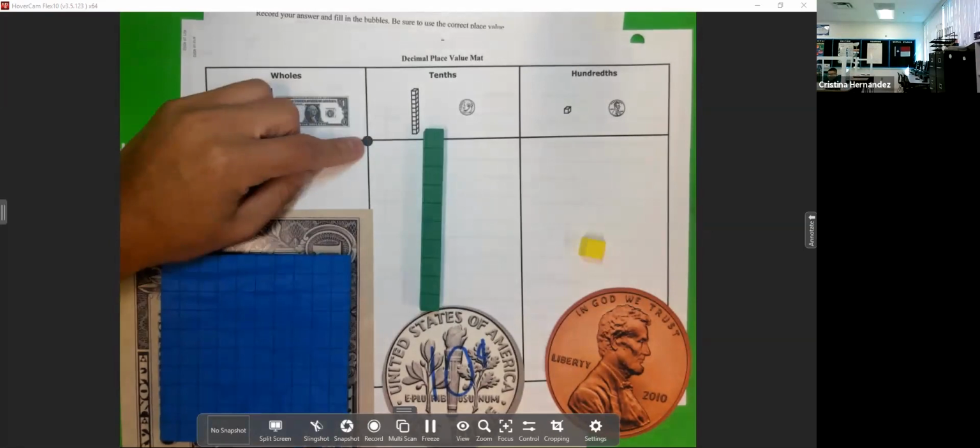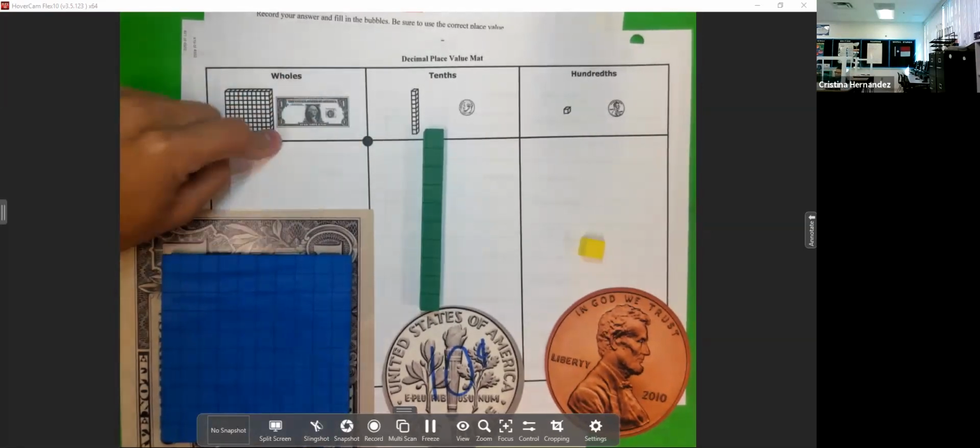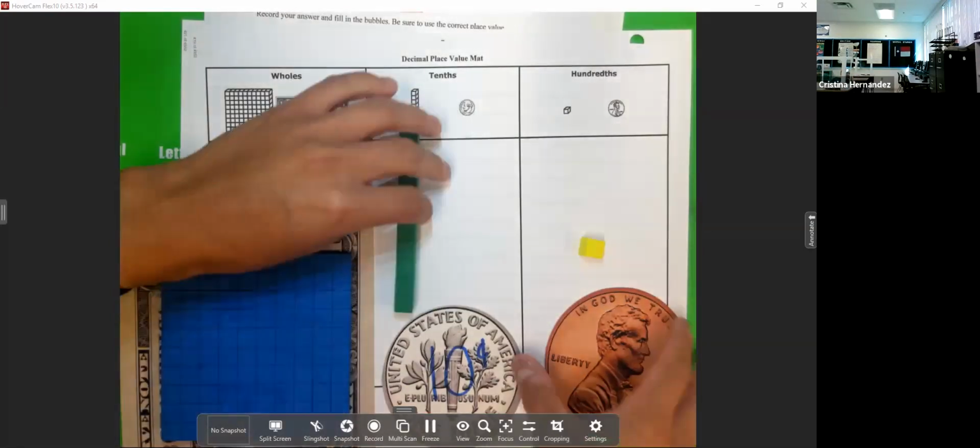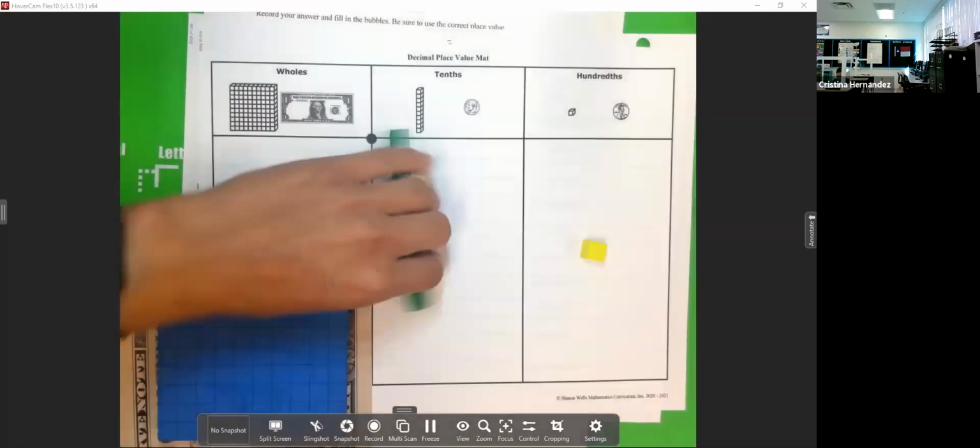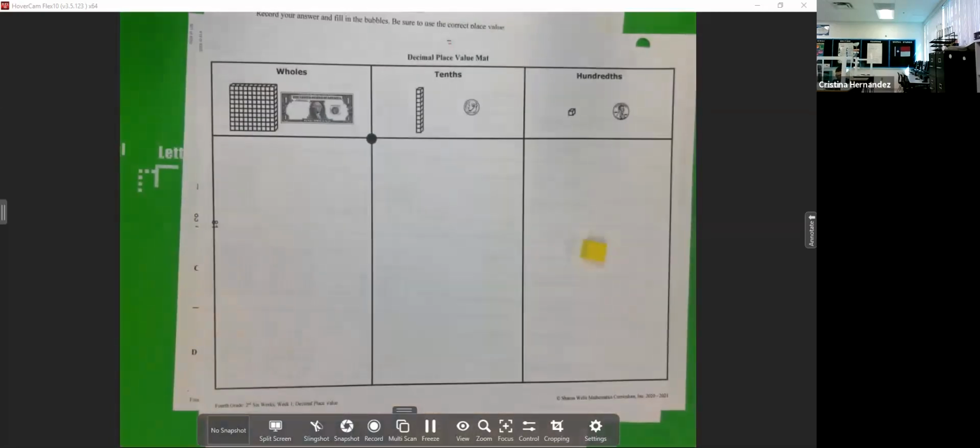Oh, the decimal means "and." So that would be like $1.11 here, but we're going to write this in here. Let me show you on your page 81.